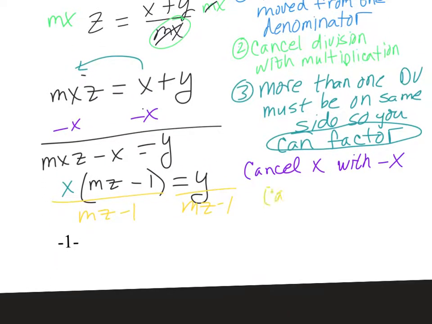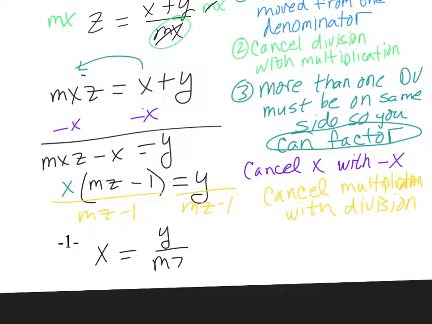And I'm not going to write for my explanation divided both sides. I'm going to say cancel multiplication with division. Don't tell me what you did, tell me why you did it. Because I had multiplication, I had to cancel it with division. So we finally have our x isolated, which is going to leave it equal to y over mz minus 1.